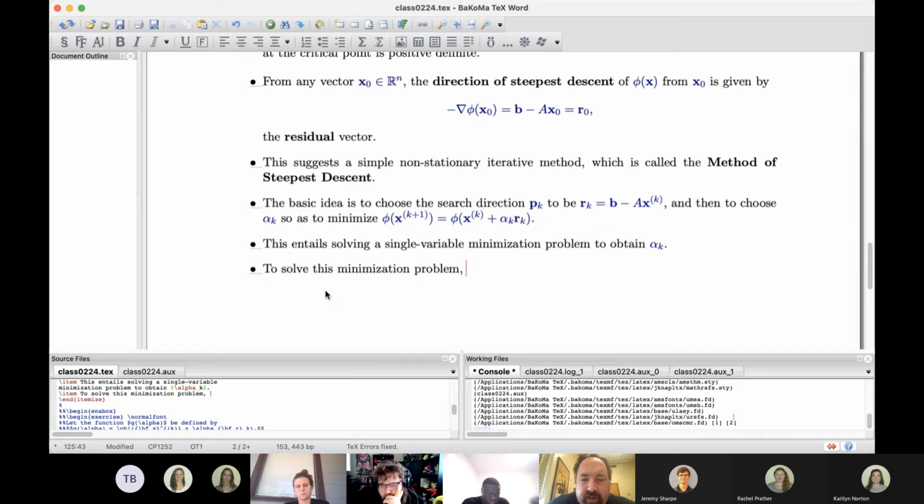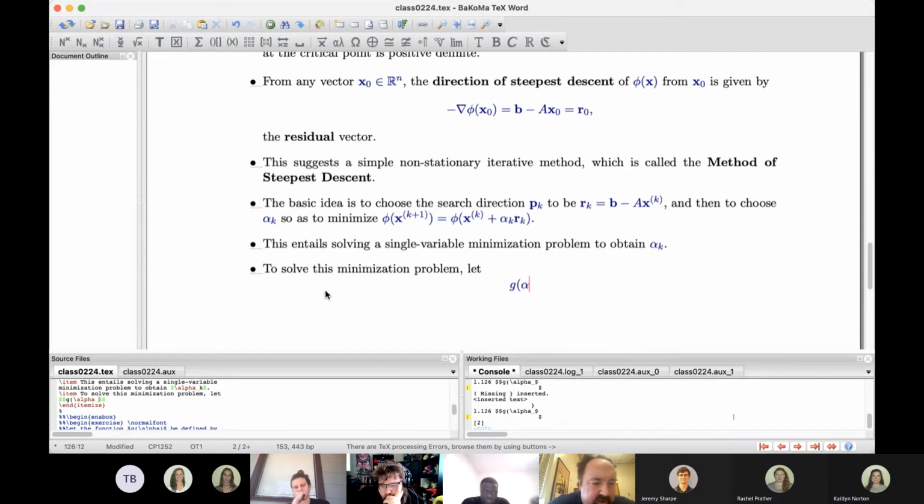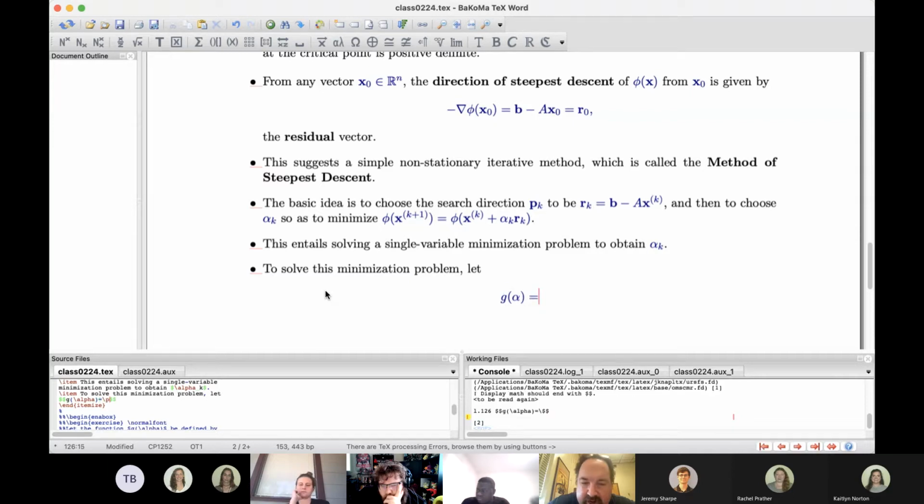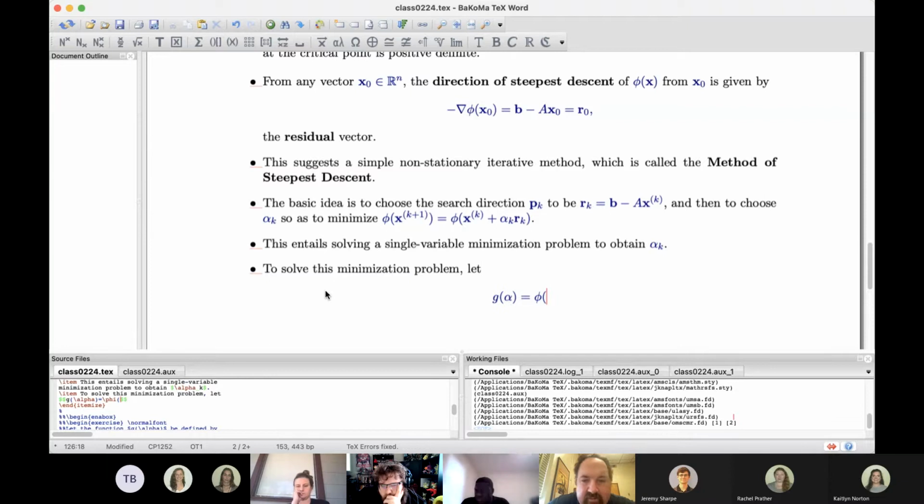To solve this, I'm going to define a function of one variable. I'm going to call it g of alpha k. Actually, I'm just going to call it g of alpha just to have a notation less cluttered. And that will be equal to phi of xk plus alpha times rk.